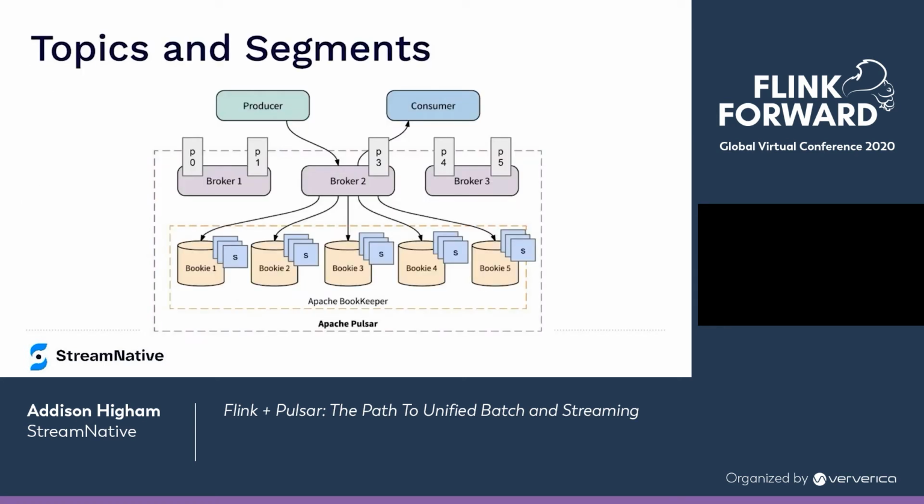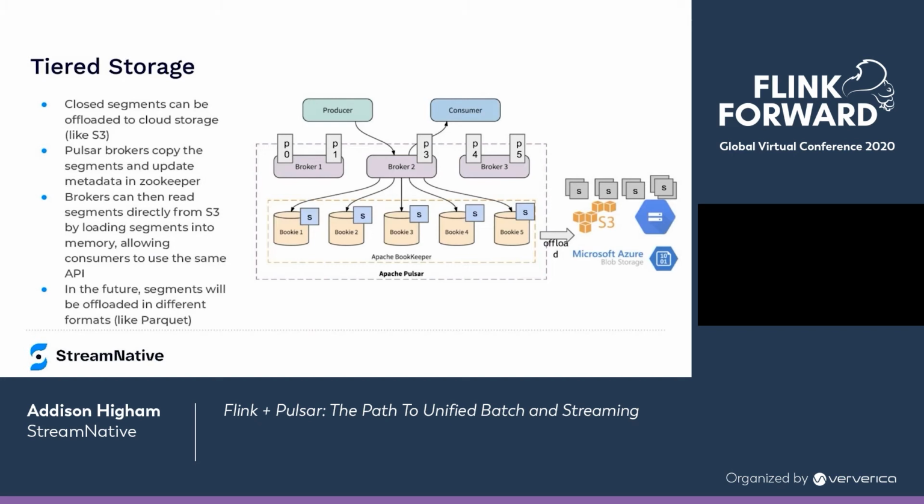As mentioned, this is how topics and segments map to those different tiers. An individual topic or topic partition is mapped to a broker, and that broker saves those messages in segments on the bookies. Once those segments are closed, they can be offloaded onto tiered storage like S3, Google Cloud Storage, or Microsoft Azure Blob Storage. And then the brokers can read those segments directly from the tiered storage.